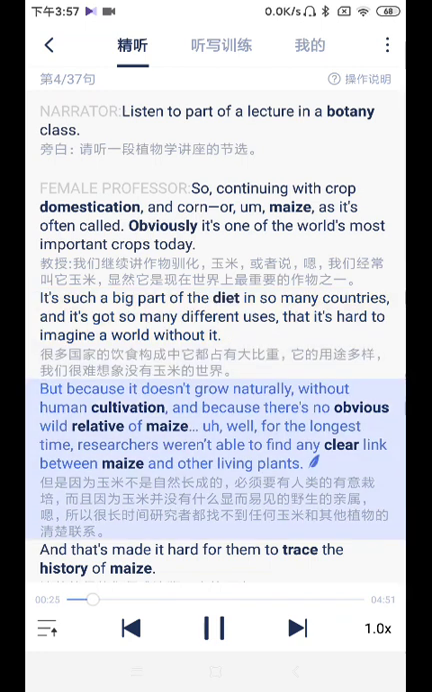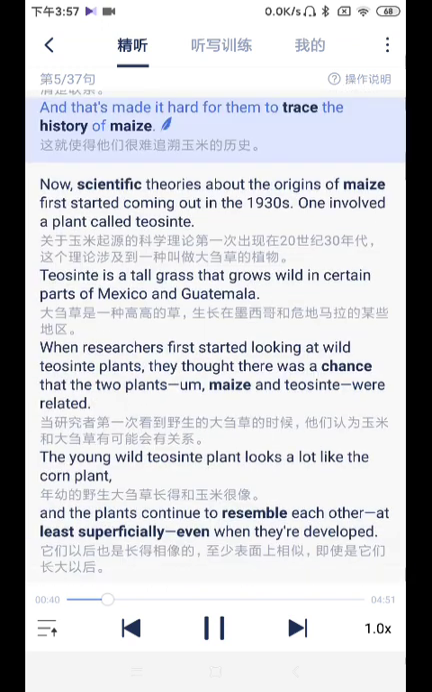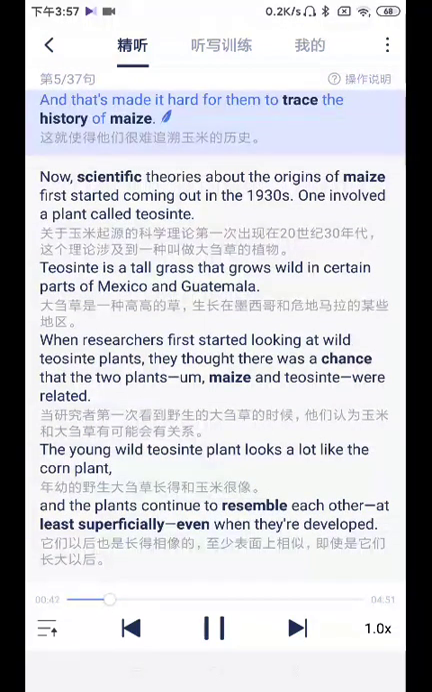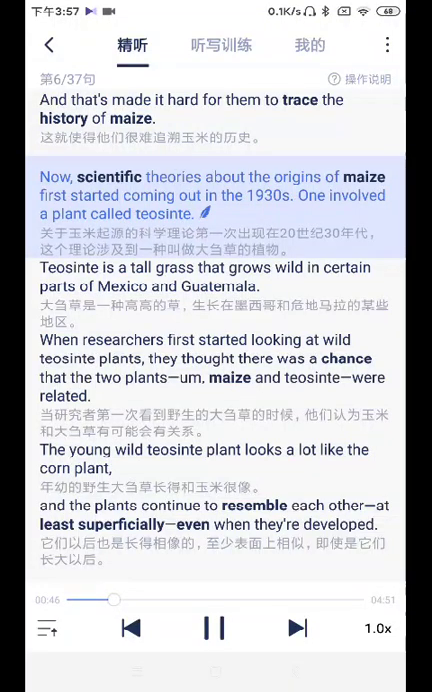But because it doesn't grow naturally without human cultivation, and because there's no obvious wild relative of maize, for the longest time, researchers weren't able to find any clear link between maize and other living plants. And that's made it hard for them to trace the history of maize. Now, scientific theories about the origins of maize first started coming out in the 1930s.